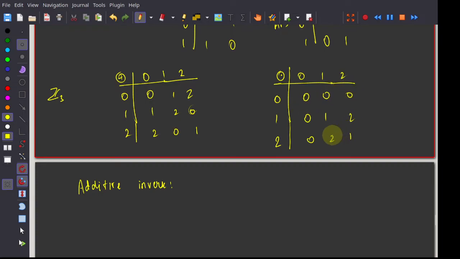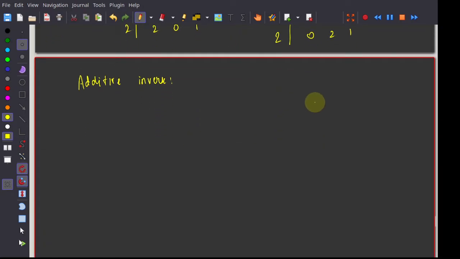So both 1 and 2 are the multiplicative inverses of themselves in this particular case, in Z3. Right? So that is why, don't get too attached to the 0, 1 and 2. I could have just defined something like this. So alpha, beta, gamma. These are 3 elements. And I can specify an addition table and a multiplication table.